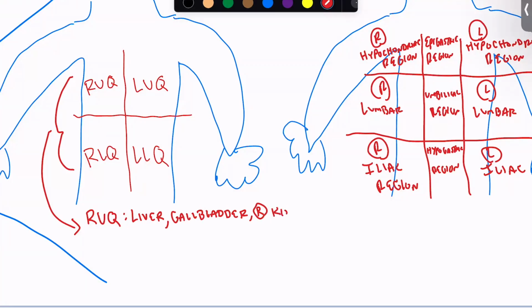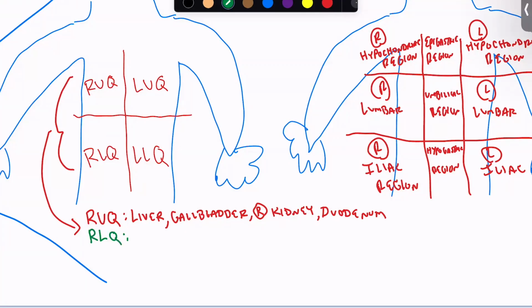Right kidney. Remember your kidneys sit kind of high up. And then a part of your intestines called the duodenum, but I'm not sure how important that is, but I'm just going to put it down anyway. Duodenum. All right.